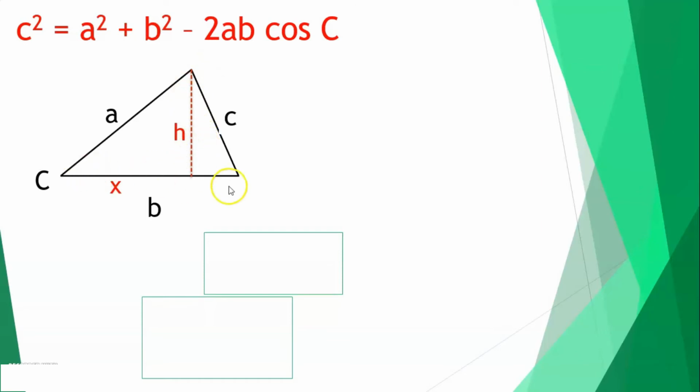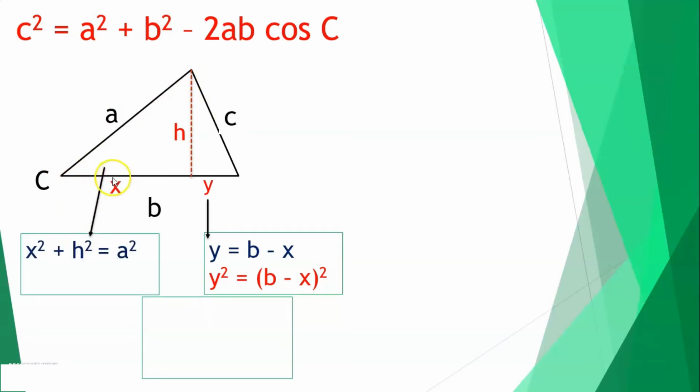Now, let's have the separated parts here as x and the other one here as y. Now, take note with this y, we can rewrite this as b minus x. And squaring both sides, we can have y squared is equal to (b minus x) squared. Another, referring to this right triangle here, we can have the Pythagorean theorem as x squared plus h squared is equal to a squared. Or we can rewrite this as h squared is equal to a squared minus x squared.